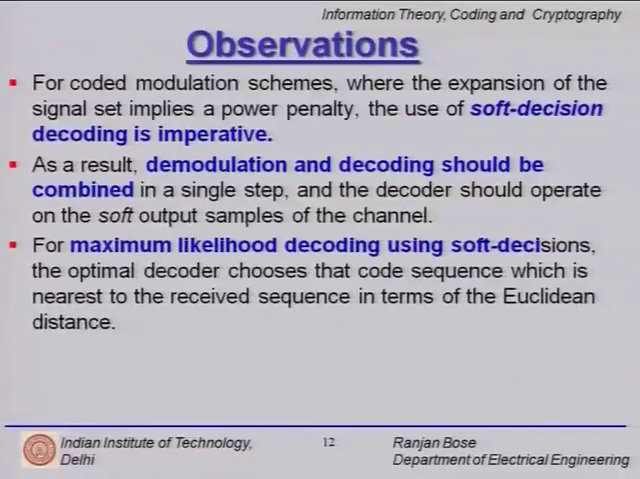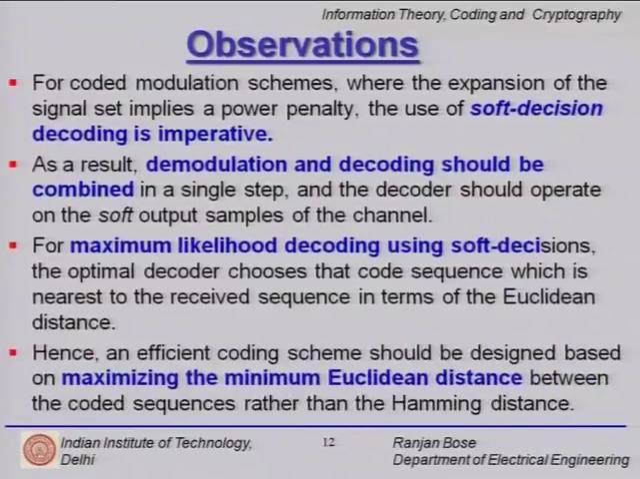For the maximum likelihood decoding using soft decision, the optimal decoder chooses that sequence which is nearest to the received sequence, this time in terms of the Euclidean distance and not the Hamming distance that we saw last time. So, what is an efficient coding scheme? It should be based on maximizing the minimum Euclidean distance between coded sequences rather than the Hamming distance.